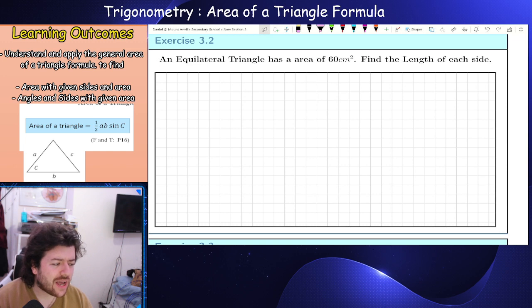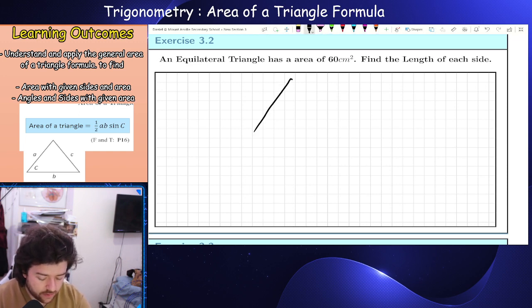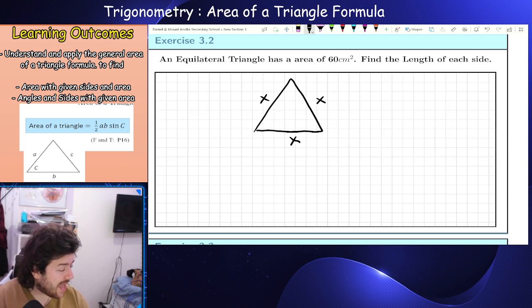So now this question, we're finding a missing side. So what do we know about an equilateral triangle? Well, the thing with an equilateral triangle is, well, if I can draw one out here. All sides are equal, first of all. And also, every angle is equal. And since every angle is equal, that means each angle is going to be 60 degrees.